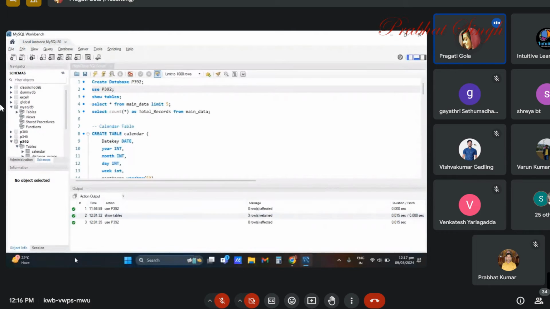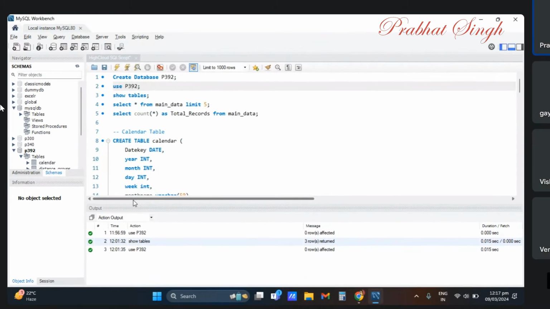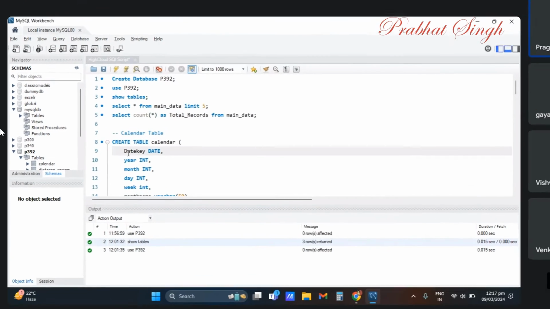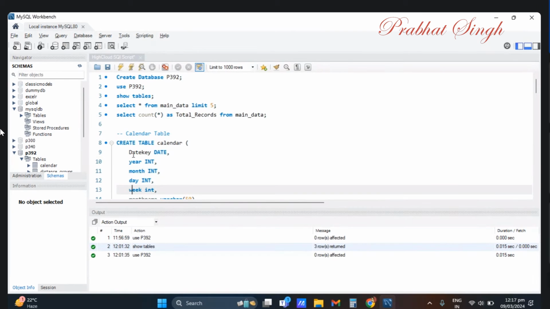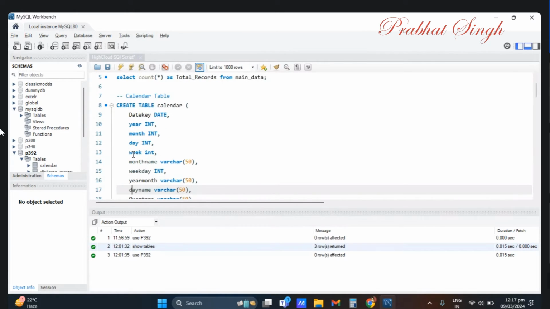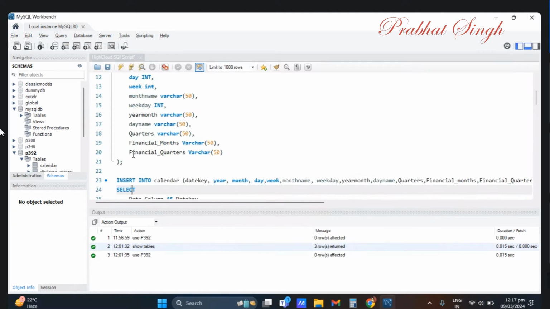I'm Pragati from Group 2. I'm going to explain the high cloud analysis using MySQL queries. So we have created the database here, and this is our main data. For the calendar table, we have created date key functions like year, month, day, week, and month name columns, weekday, year, month, and day name columns, and financial month and financial quarters.